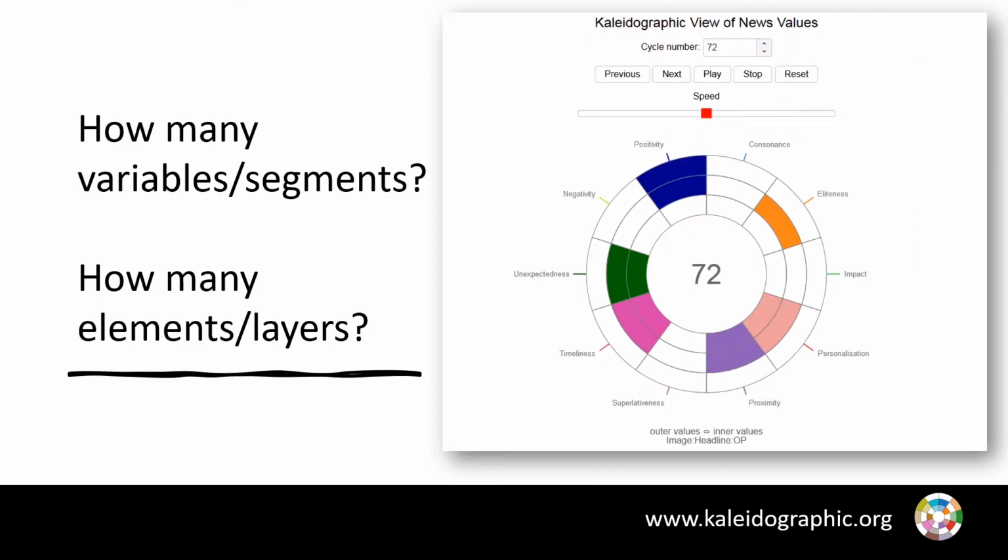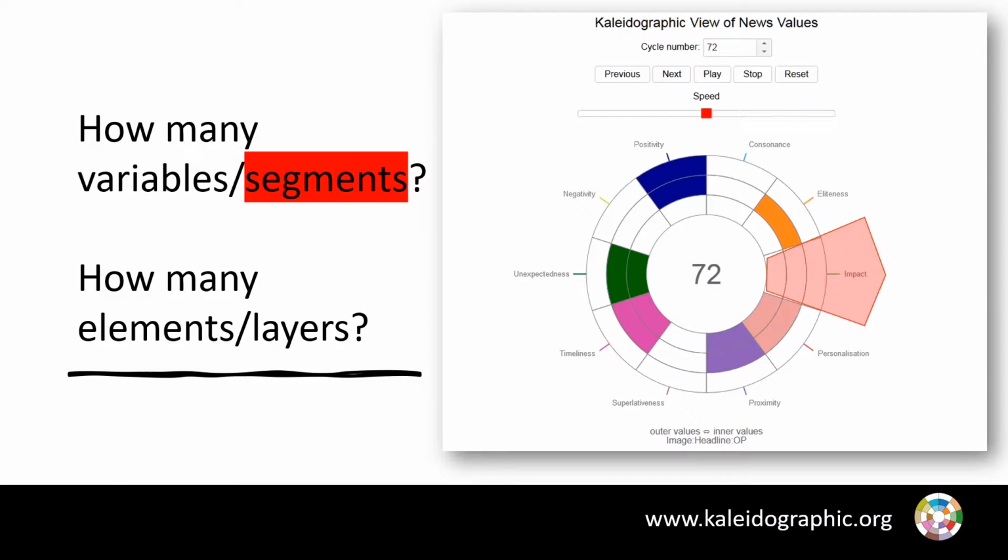So you need to ask and understand two major things. First of all, how many variables you're going to be comparing or examining, and how many elements you're going to be analyzing and comparing. So in the visualization, the variables will be represented as segments. So in the example here of news values, we have 10 variables that are being compared. And so our visualization has 10 segments.